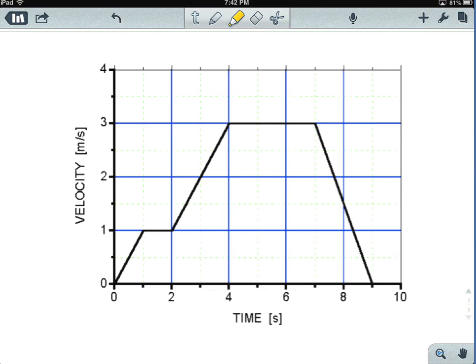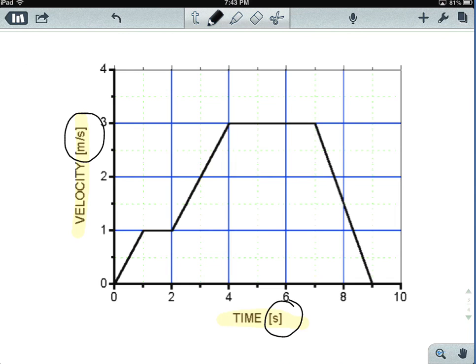Alright, well, we're looking in front of us right now. We see that we have a velocity versus time graph. Remember, the main thing to pay attention to when you're looking at graphs is to make sure you look at your units. It always helps you out. And on this one, we see that we have meters per second, and our time is in seconds.